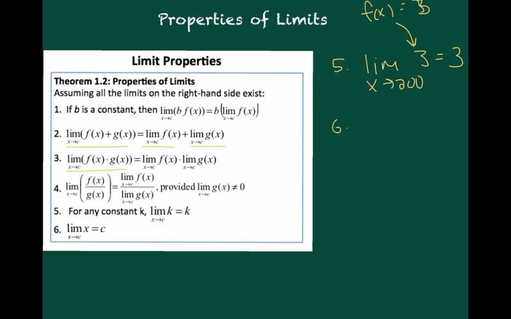Let's take a look at number 6. That says the limit as x approaches c of x, well, this is just going to equal c. Let's plug some numbers in. The limit as x approaches 20 of the function x, well, simply by substitution, that's going to be 20. All right, these are the properties of limits. We'll probably get some chance to work with them in the exercises. But let's move on to one- and two-sided limits.